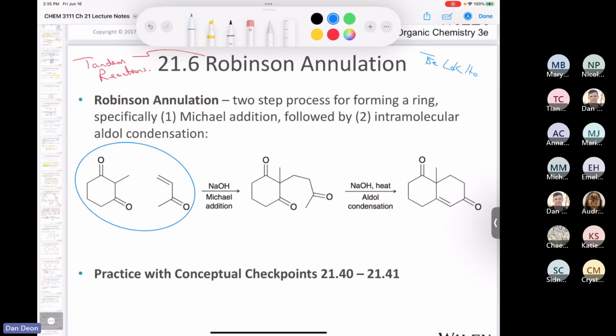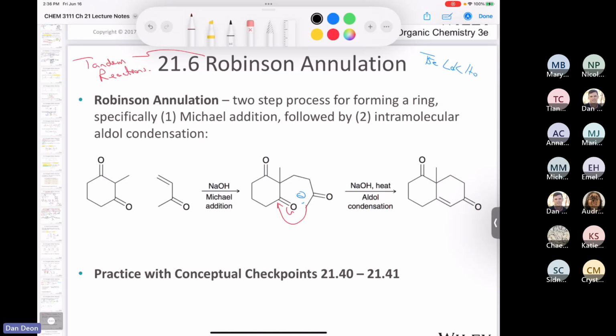What happens is it does a Michael addition reaction, which we've just been studying for the past 45 minutes. And then it's set up so that if you make an enolate on this, you can end up doing an aldol condensation. So you end up with an alpha beta unsaturated ketone. It's two reactions in one.